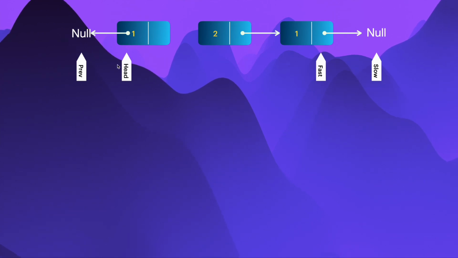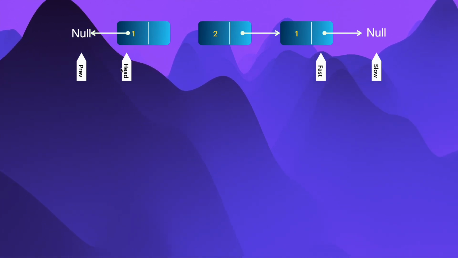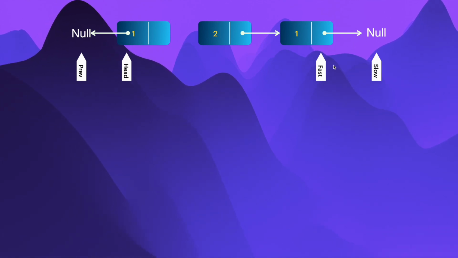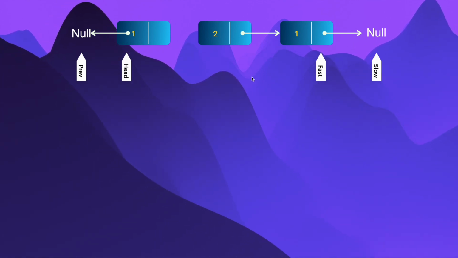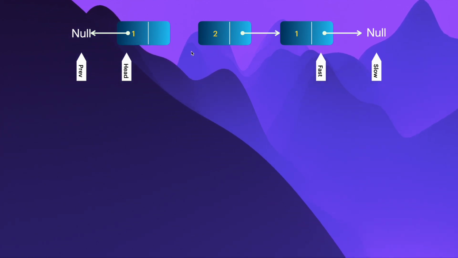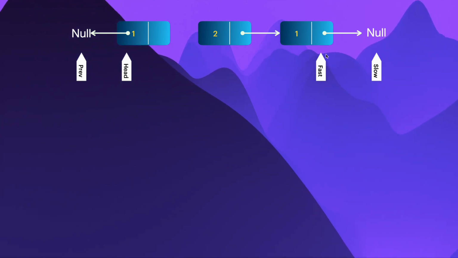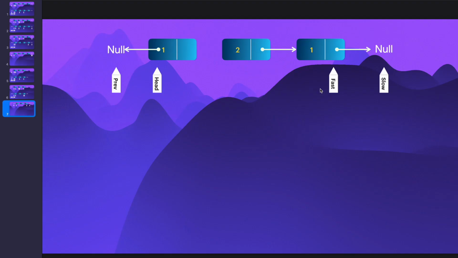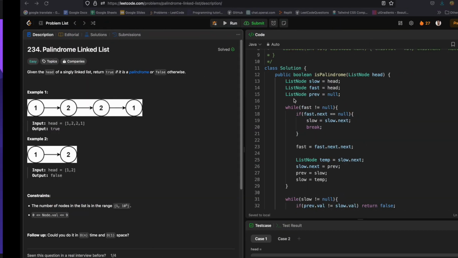After increasing the previous and slow pointers, we can see that previous is pointing at null and slow is pointing at null. So we will break the loop, and we didn't find any nodes with unequal values. So we will return true at the end. Now let's see the code.